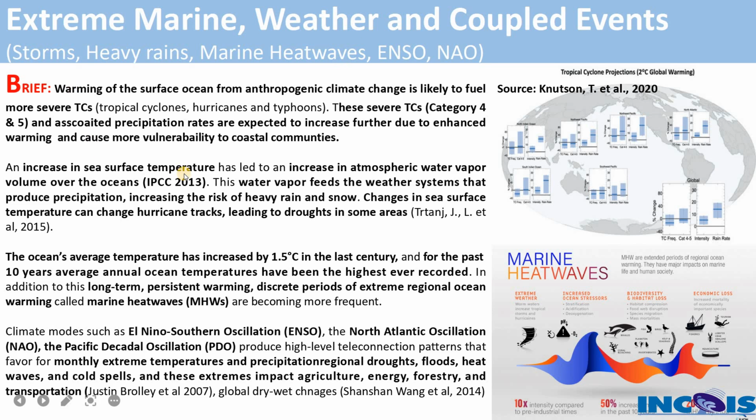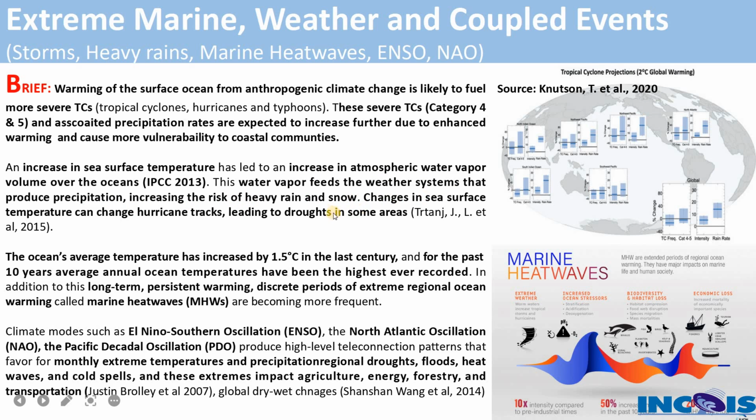So an increase in ocean temperature leads to an increase in atmospheric water vapor. Thereby, as more water vapor feeds the weather system, you can see heavy extreme rainfall, causing a risk of heavy rain or snow.